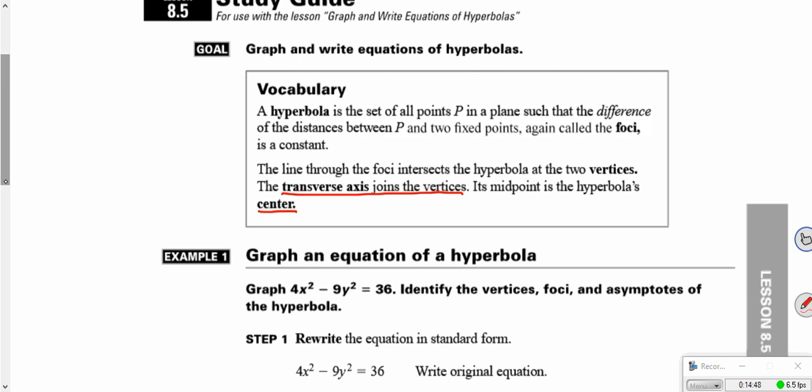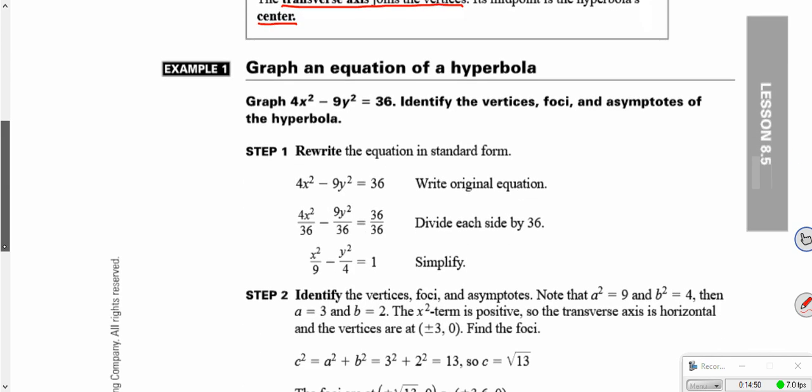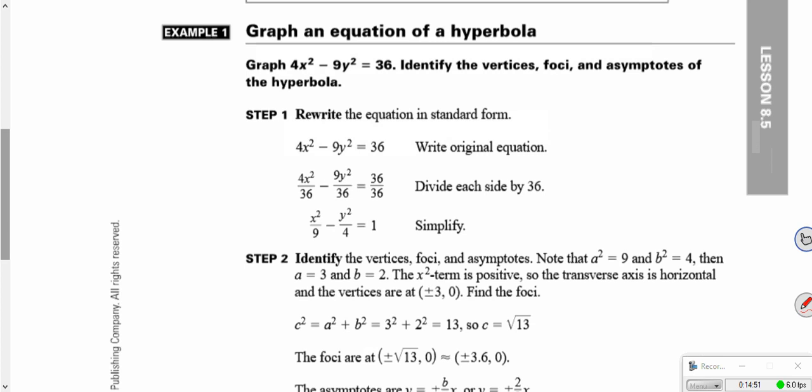Now, look at this example 1. It says, graph this, identify the vertices, foci, and asymptotes of the hyperbola. Right off the bat, because this starts with x squared in the front, I know that this is going to be horizontal, so the x-axis is going to be my transverse axis. It's going to be horizontal because x squared is in the front.